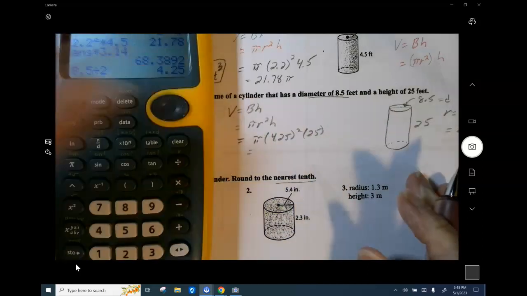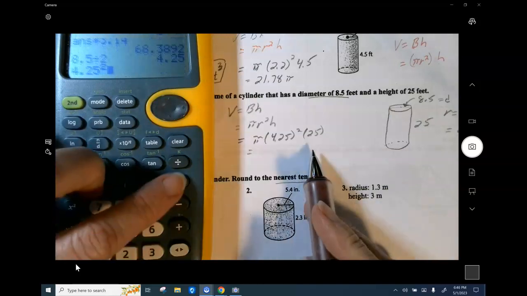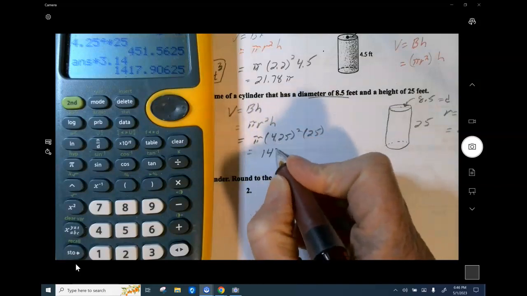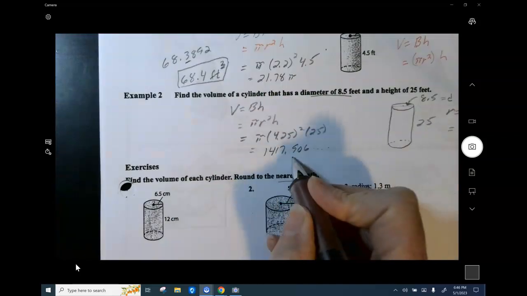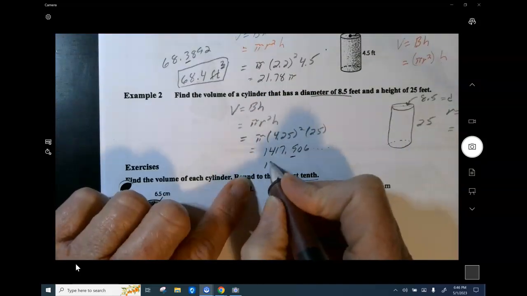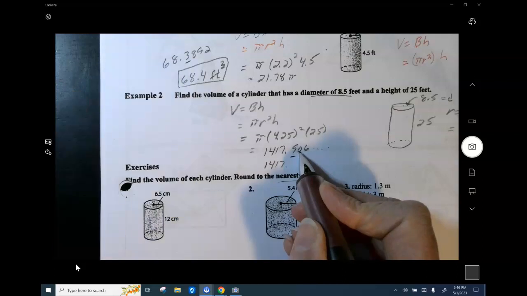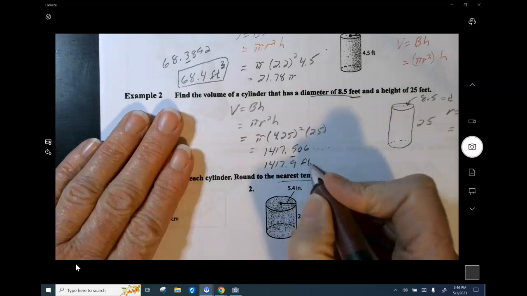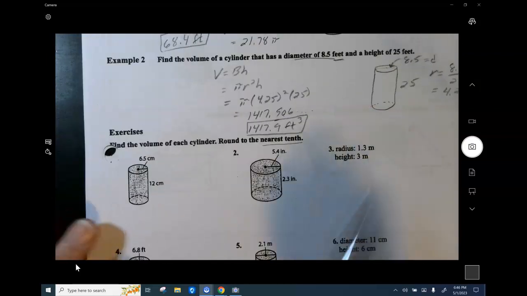Okay, take out your calculator. 4.25 squared times 25, and they said round to the nearest tenth, so we know we're going to multiply by 3.14, and we get 1417.906, and so on, because we only need to round to the nearest tenth. So that would be 1417.9, look behind it, 6 is above 4, so it's 1417.9. And what was this? Feet. So feet cubed. Yay! Okay, but it really is helpful if you draw a picture first.